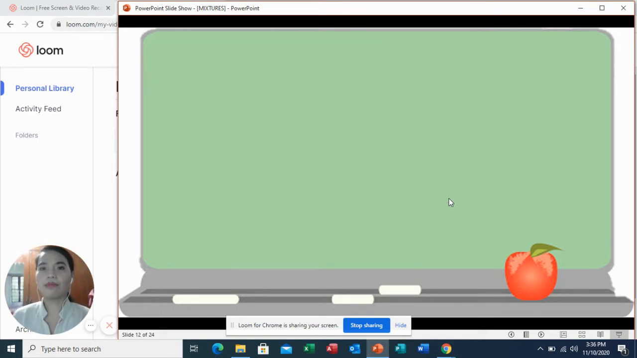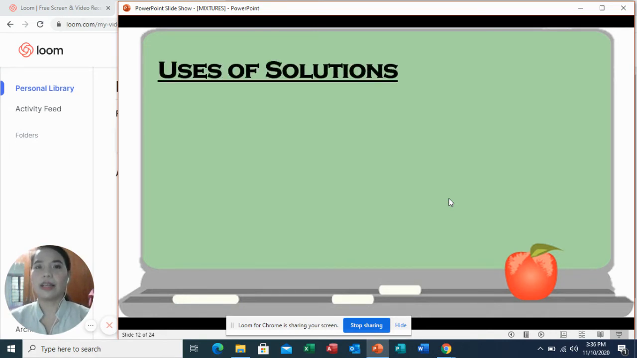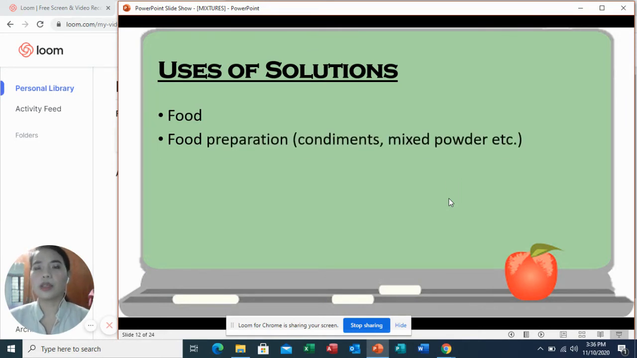Let's have now another concept: uses of solution. Solutions have different uses or purposes. Solution can be used as food. So the food that we eat sometimes are examples of solution. It is also used in food preparation, like the condiments that we use: vinegar, soy sauce, and also the mixed powder are examples of solution that we use as food in food preparation.